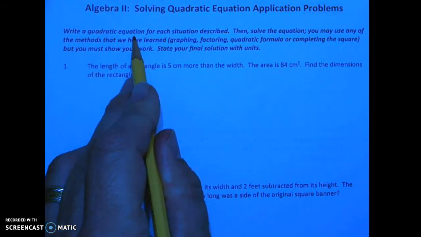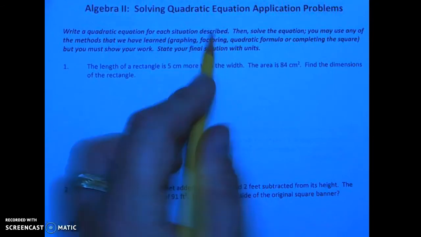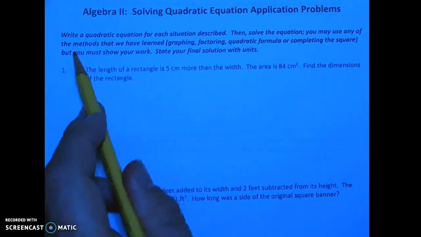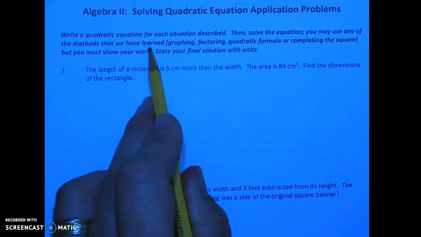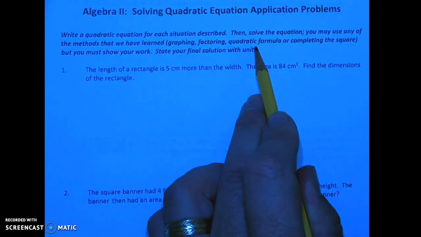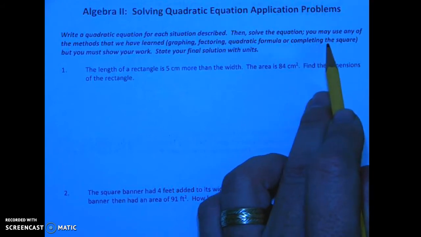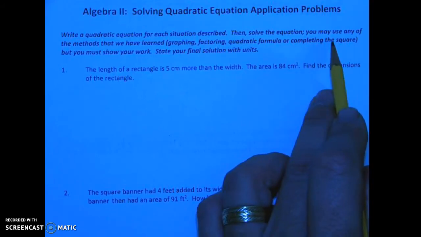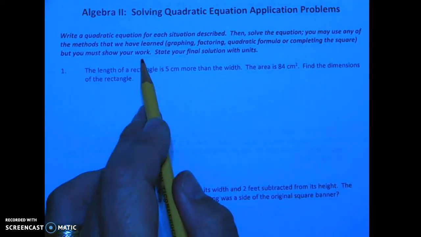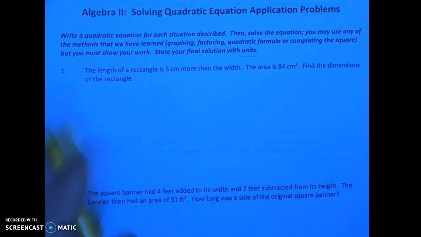Write a quadratic equation for each situation described. Then solve the equation. You may use any of the methods that we have learned: graphing, factoring, quadratic formula, and completing the square. This one, remember, is vertex form, which we did in the warm-up yesterday. Okay? But you must show your work. State your final solution with units. Okay?